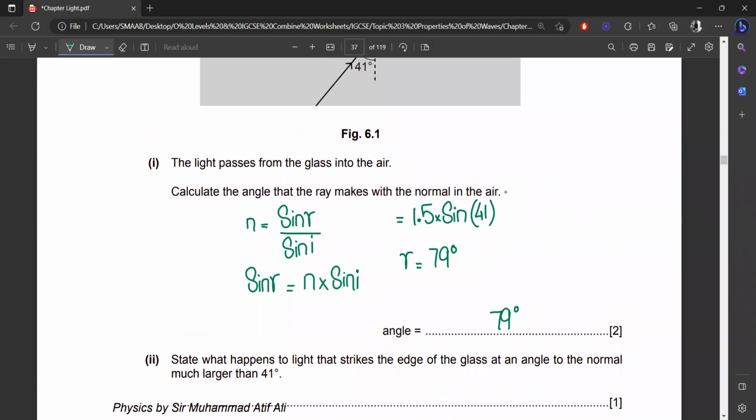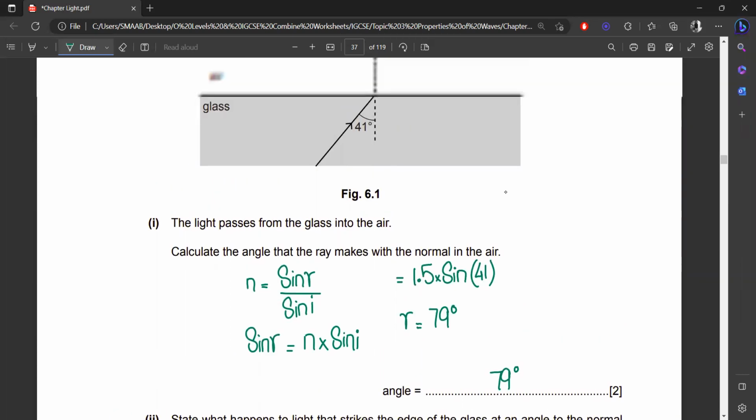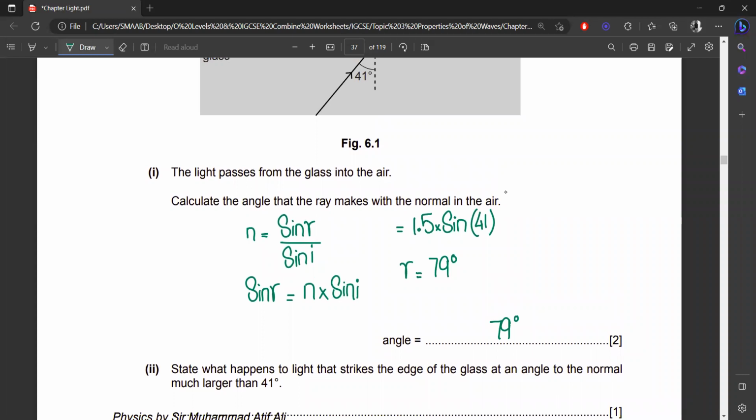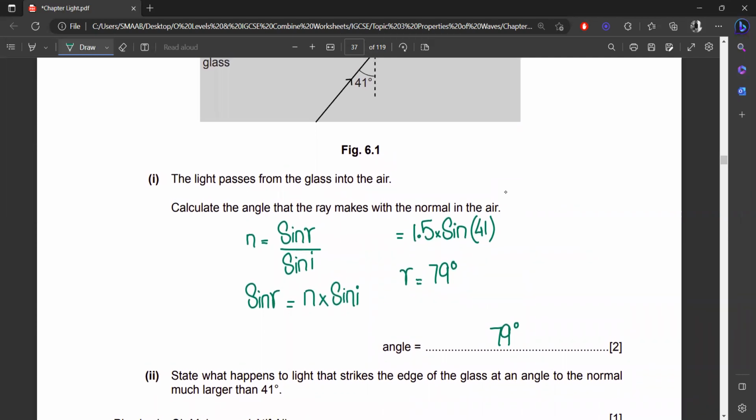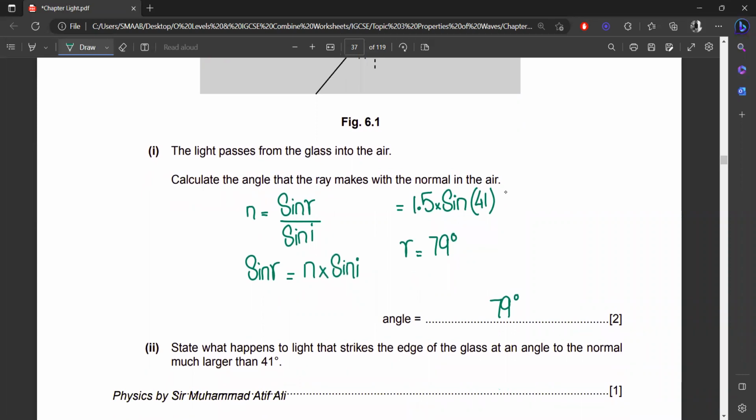State what happens to light that strikes the edge of the glass at an angle to the normal much larger than 41. So if light is at an angle greater than 41, what happens with the light that strikes the edge of the glass? Total internal reflection? Complete or partial? Partial? Yes. Because they have not mentioned the exact statement that it is equal to the critical angle or greater than the critical angle, we can say that some of it will reflect and some will refract.